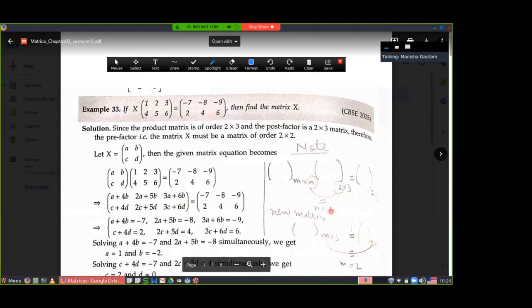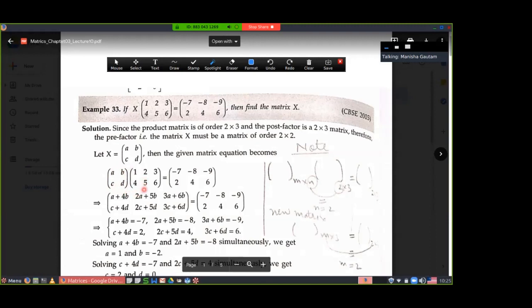And you already calculated n as 2. M is again 2. It means the matrix which you want to find has order 2 by 2. Now let the matrix X have order 2 by 2. Suppose the elements of the 2 by 2 order are A, B, C and D. Now put at the place of X the matrix A, B, C, D of order 2 by 2.